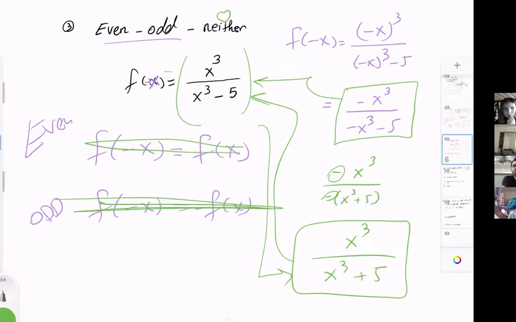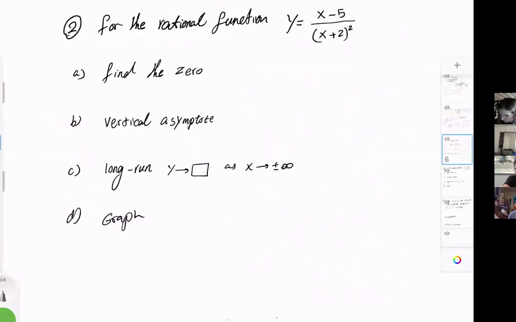All right, guys, last two questions. For the rational function, find the zeros. How do we find the zeros of a rational function? This part tells us, correct? So we make x minus 5 equal to 0, then x equals 5. So this will be the zero.